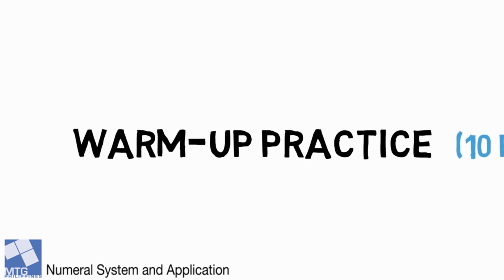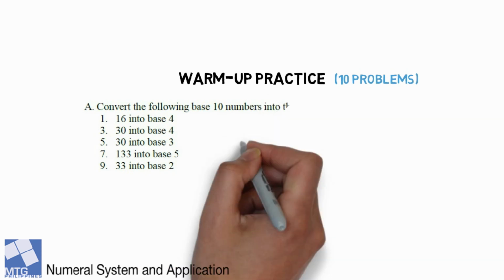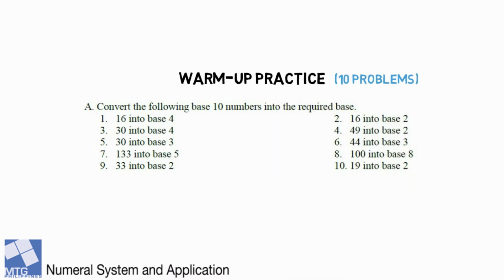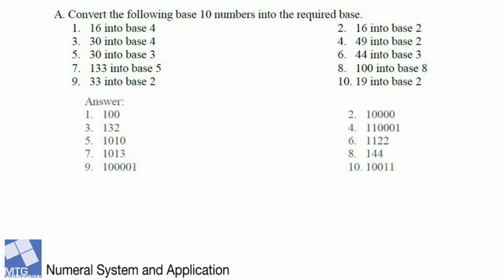Warm-up practice number 1. We are going to convert the following base 10 numbers into the required base. Number 1, 16 into base 4. This is equal to 100 base 4. Number 2, 16 into base 2. This is equal to 10000 base 2. Number 3, 30 into base 4. This is equal to 132 base 4. Number 4, 49 into base 2. This is equal to 11000 base 2.